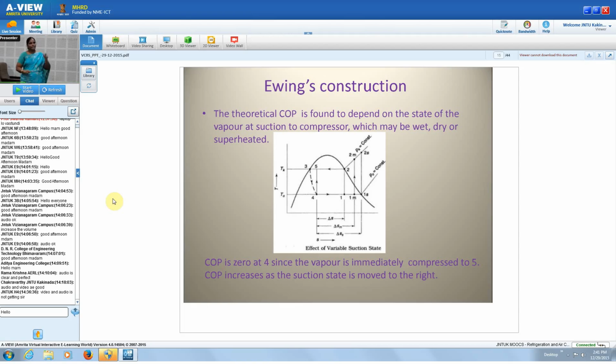So COP is 0 at 4. So COP is 0 at 4, because here at 4 itself the compression is taking place to 5. So to get the refrigerating effect, always the refrigerant should be to the right of 4.